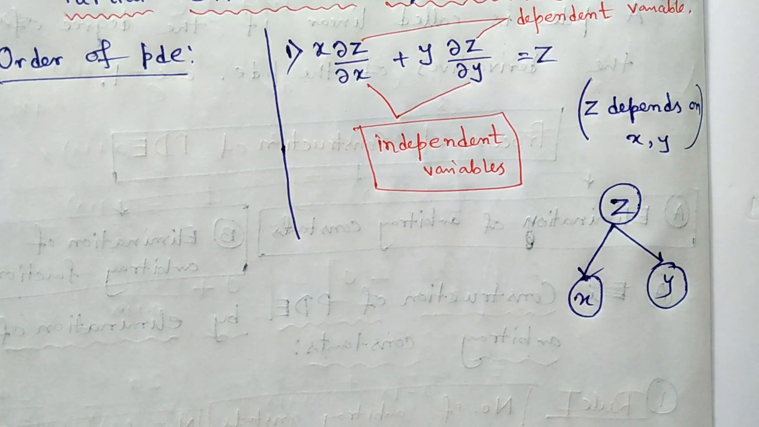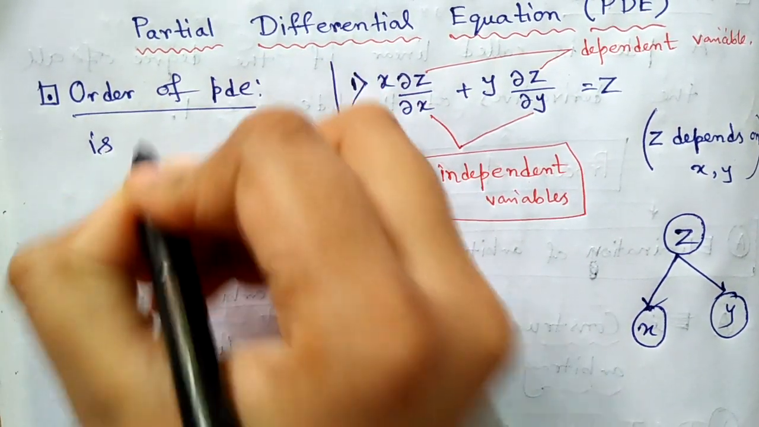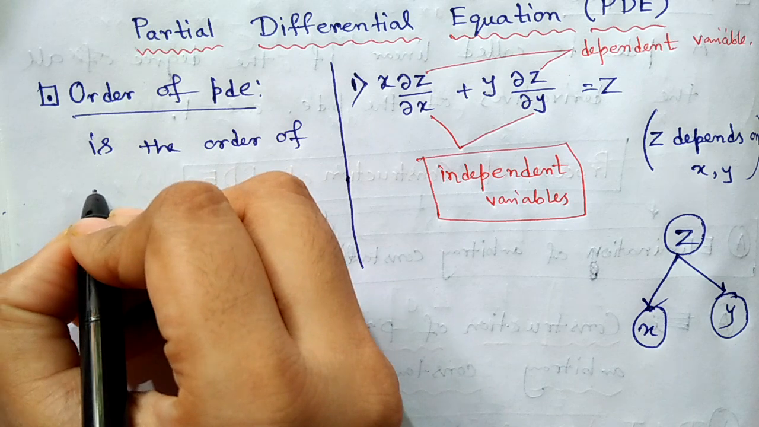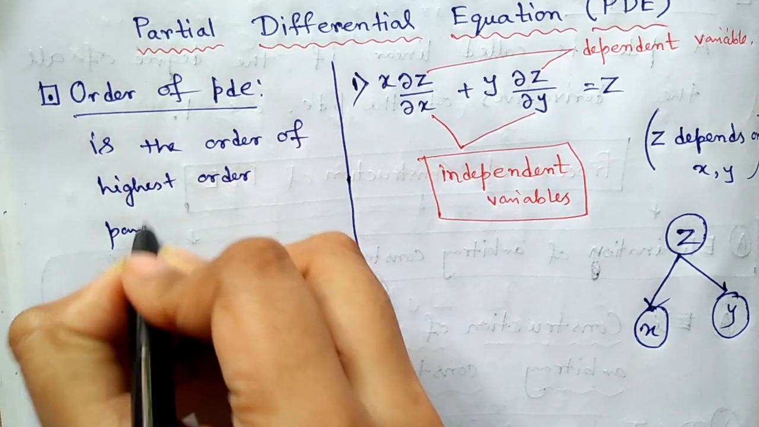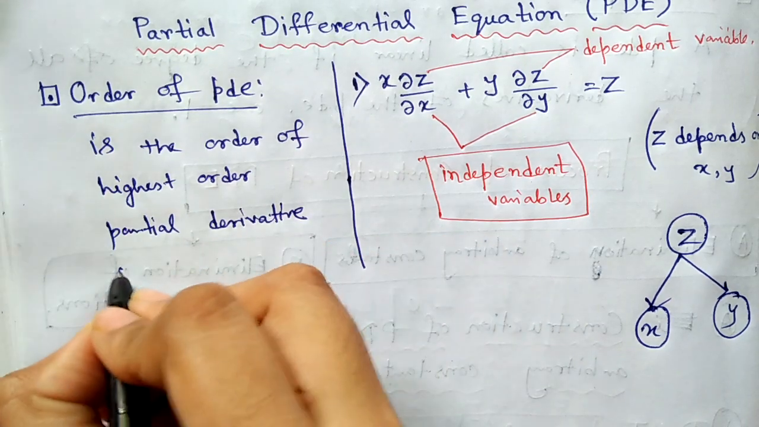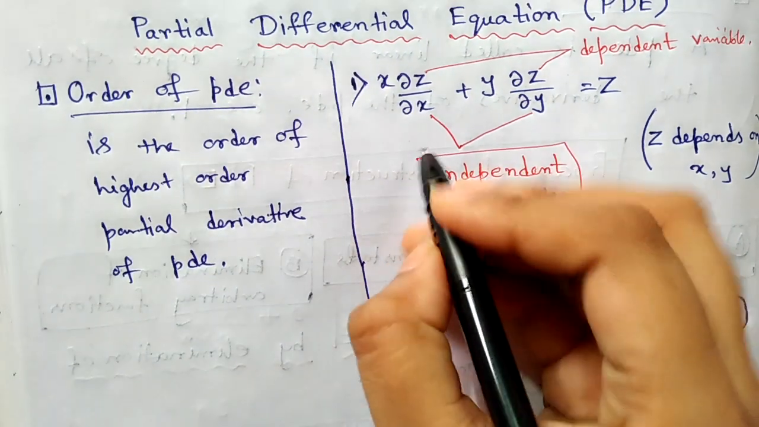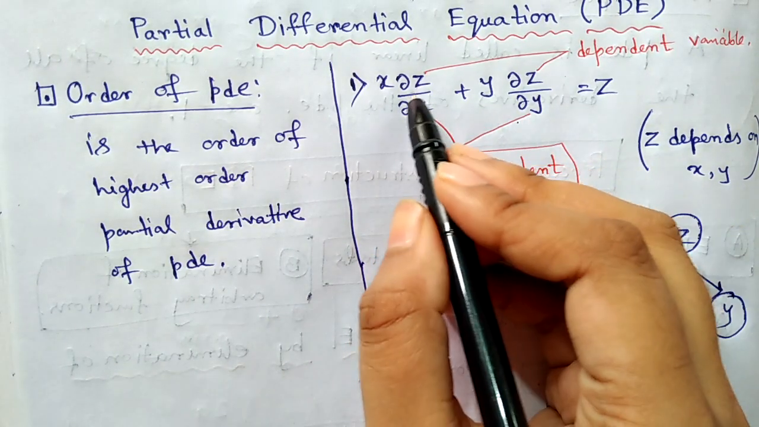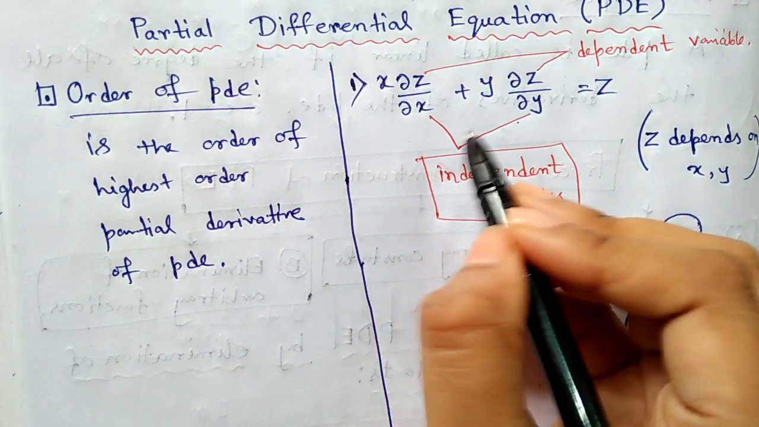Okay, so next come to the order of PDE. So order of PDE is the order of the highest order partial derivative of PDE. See, in this example, the highest order partial derivatives are these two, del z del x and del z del y, and the order is 1, so the order of PDE is 1.